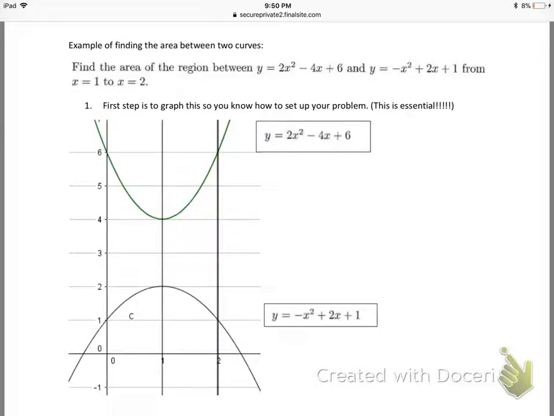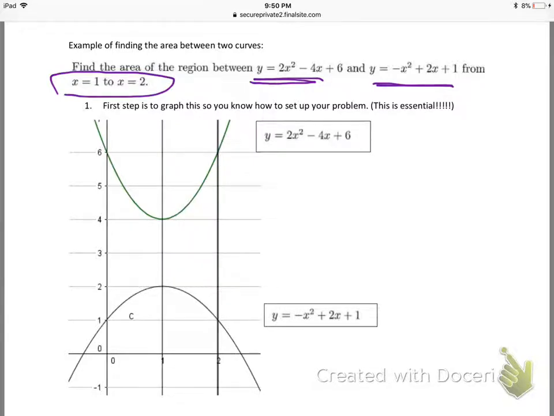Okay, here is an example of finding the area between two curves where you have actual functions, not just an f of x and a g of x. So if you're asked to find the area of the region between this curve, y equals 2x squared minus 4x plus 6, and this curve, y equals negative x squared plus 2x plus 1, from these endpoints, your first step is to put it in your graphing calculator and look at it. This is what it looks like.